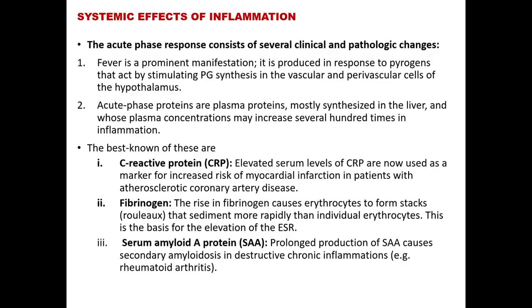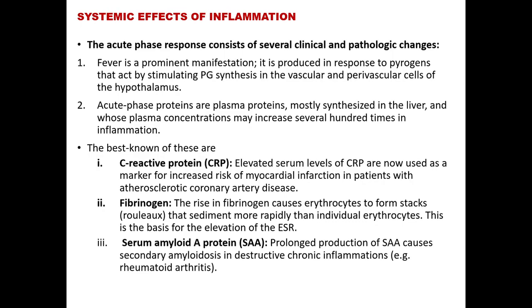We have the systemic effects of inflammation. We have the acute phase response consisting of several clinical and pathological changes. The most important is fever, a prominent manifestation produced, as we said, in response to pyrogens that act by stimulating prostaglandin synthesis in the vascular and perivascular cells of the hypothalamus.